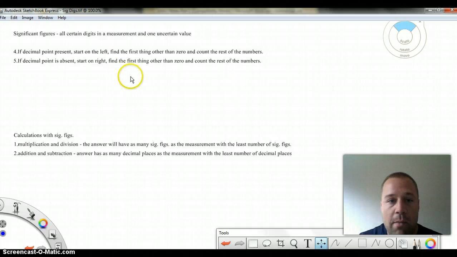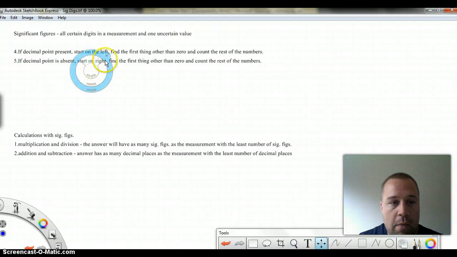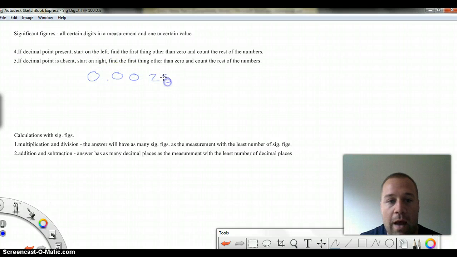So, I'm going to write out a number, maybe, there we go. So let's say we have 0.00251. It does have a decimal point. So we start on the left-hand side because there's a decimal point. We go to the first thing other than 0, so 0, 0, 0. Here's the first thing. That means there are 1, 2, 3 significant digits. Okay? And you're going to follow that anytime. It doesn't matter where the decimal point is.